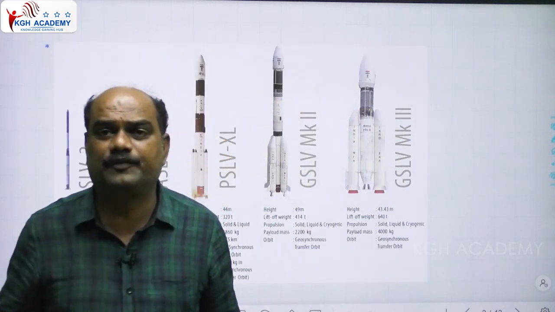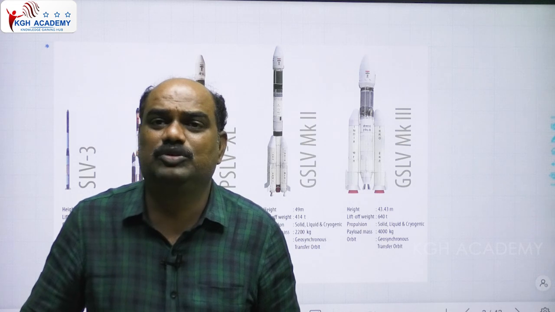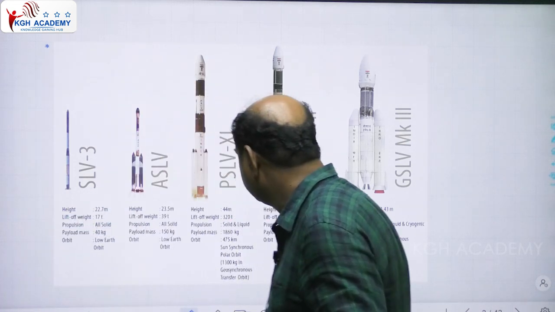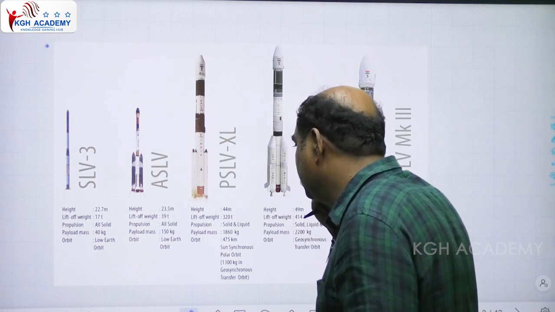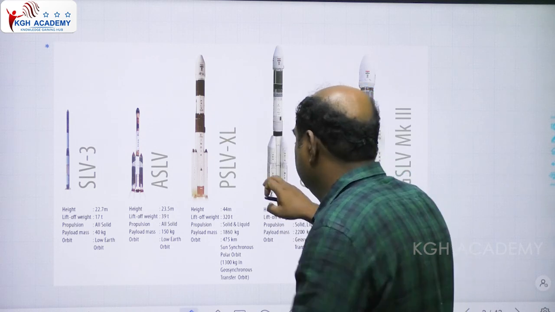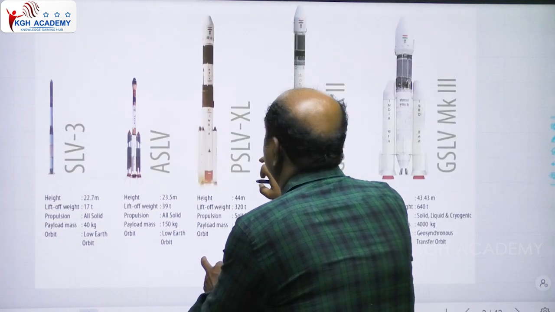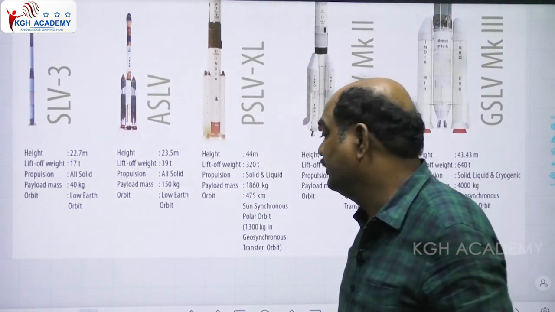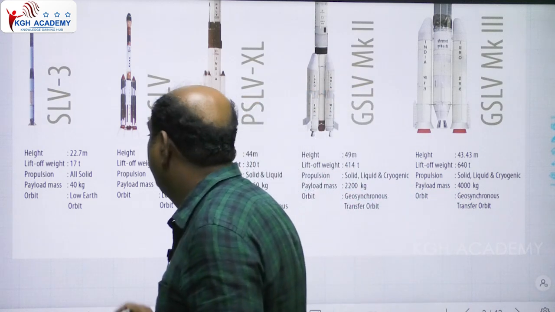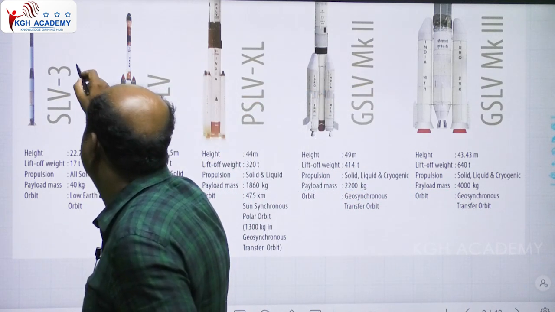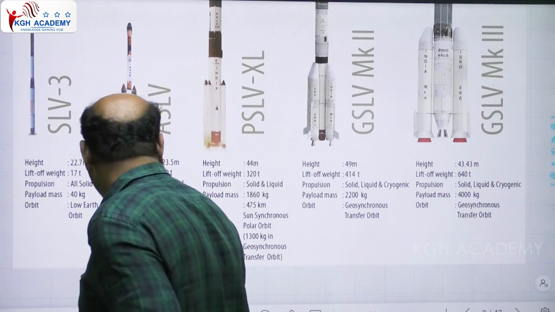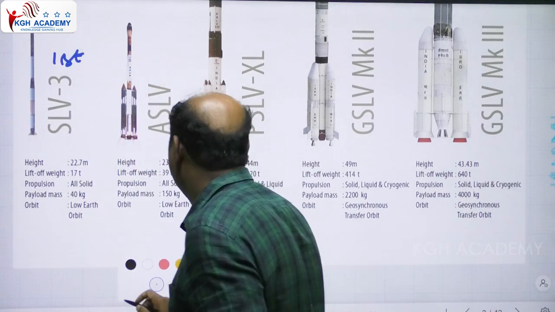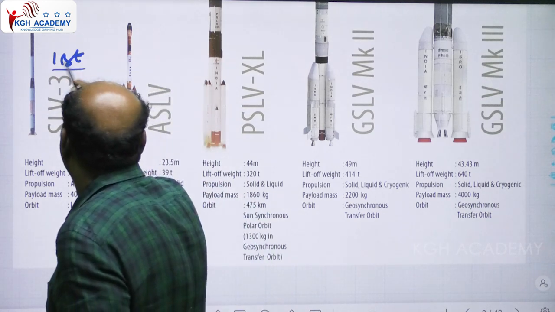For a brief period, we are going to discuss the evolution of all these launching vehicles. What are the main launching vehicles that have been launched by ISRO so far? Number one, the first launching vehicle is SLV. The first generation launching vehicle is SLV.